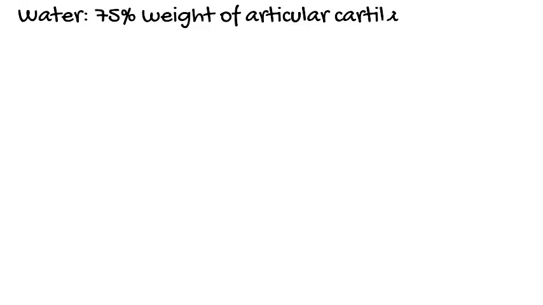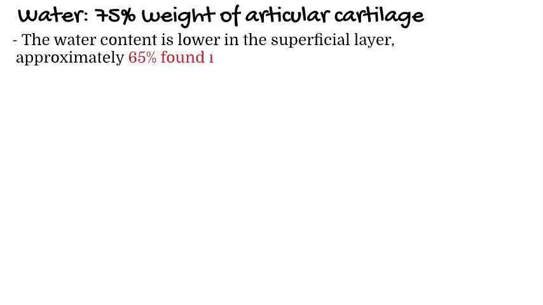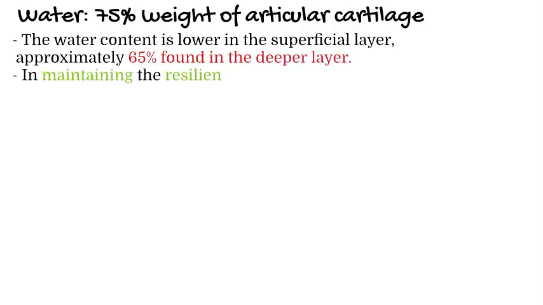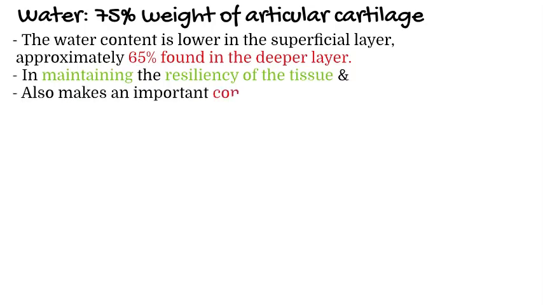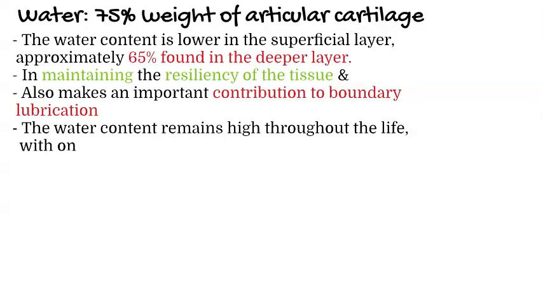Water makes up around 75% of the weight of articular cartilage. The water content is lower in the superficial layer, and approximately 65% is found in the deeper layer. It maintains the resiliency of the tissue, and it also makes an important contribution to boundary lubrication. The water content remains high throughout life, with only a modest decrease noted with advanced age.